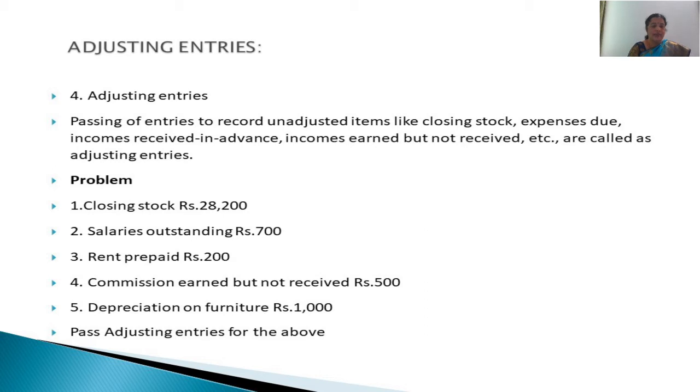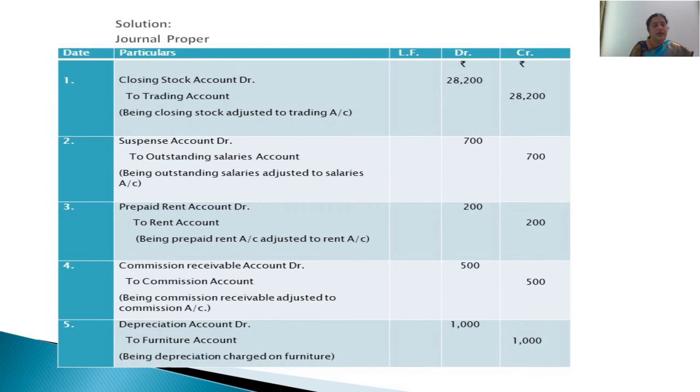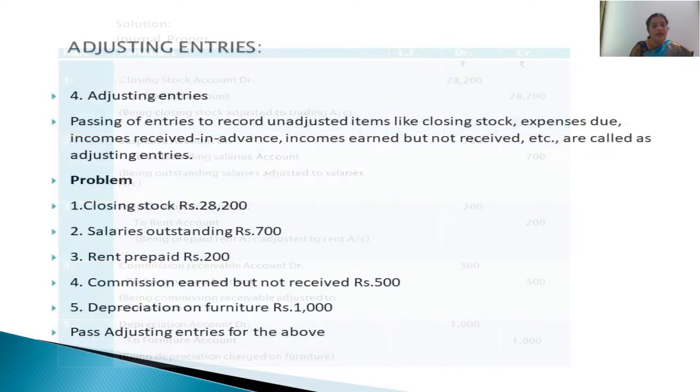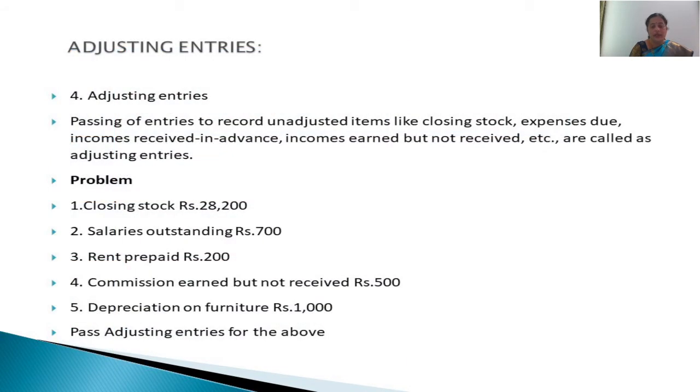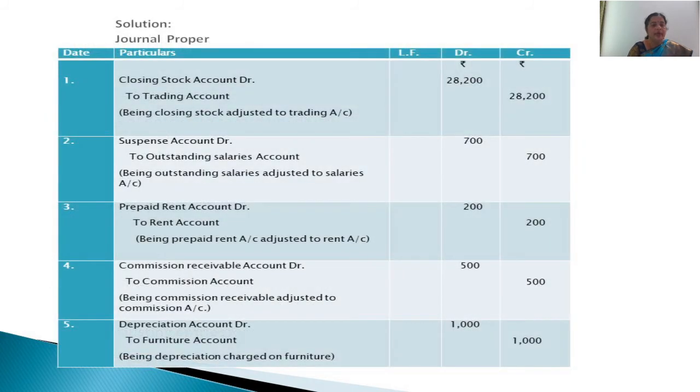So outstanding expenses, prepaid expenses, then all outstanding and pre-received incomes, then depreciation, then closing stock. Normally the first adjustment is closing stock, 28,200. So you know that in trading account closing stock comes on the credit side, starting with the word by. So closing stock to trading account.